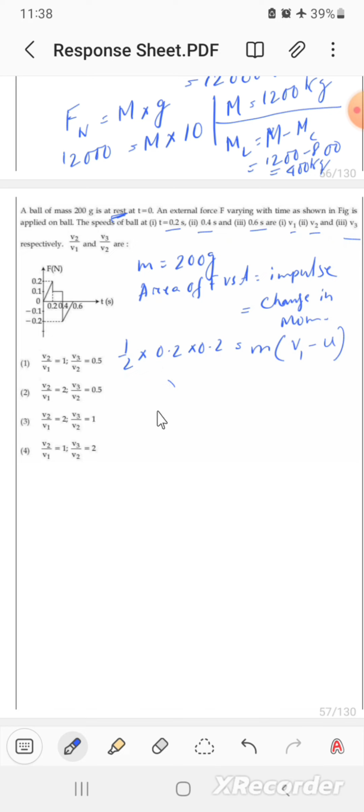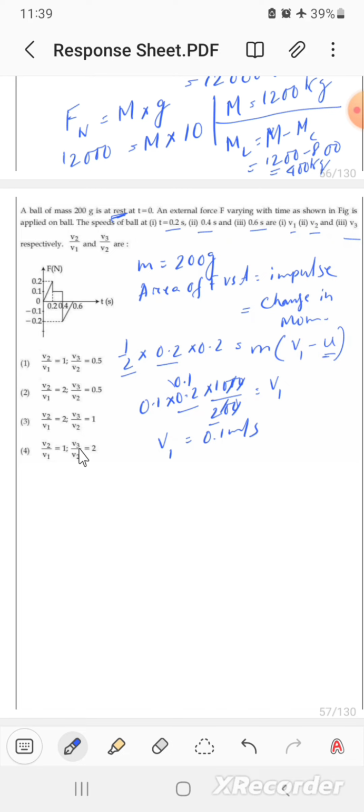So here mass is 200 gram. By putting all those things, half into 0.2 is 0.1, into 0.2, equals mass, which is 200 by 1000, into v1, as initial velocity is 0. I am doing a step jump over here. Solving all these, the two zeros cancel out each other, and the 2 cancels, it will be 0.1. So v1 will ultimately be 0.1 meter per second.